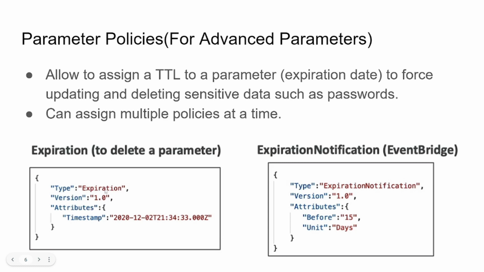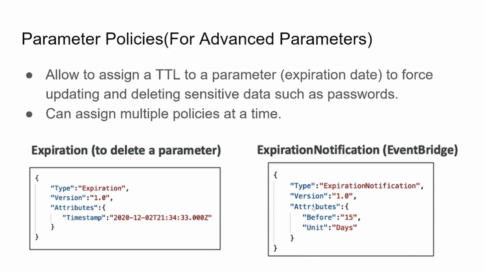This is an expiration policy to delete a parameter, and you say, hey, on this timestamp you must delete this parameter. And then through the EventBridge integration, EventBridge is going to get notifications of it. So in this example, 15 days before the parameter expires, we will receive a notification in EventBridge, which gives us enough time to actually update it and make sure that the parameter is not getting deleted because of this TTL expiration date.